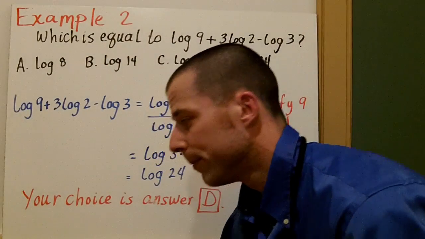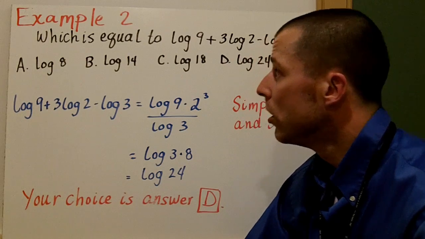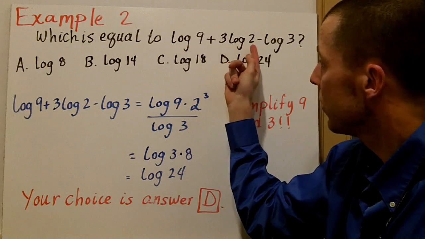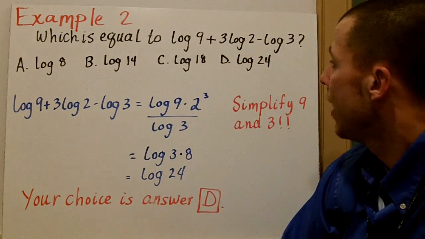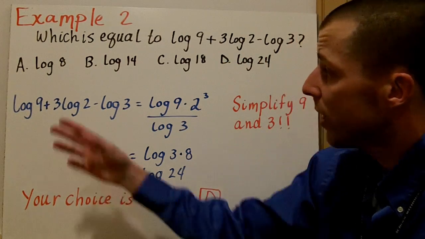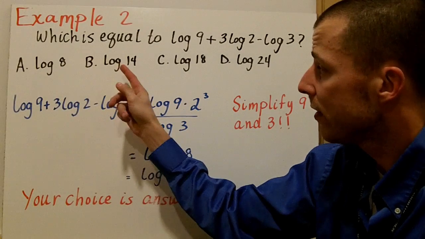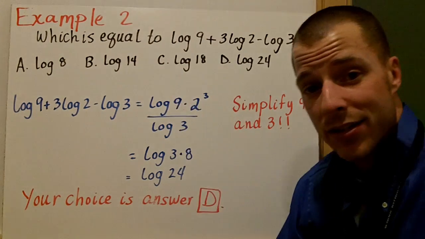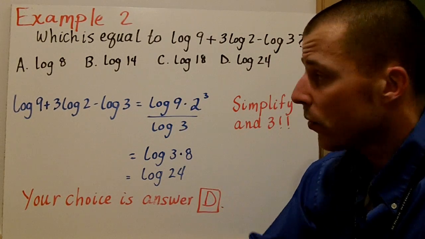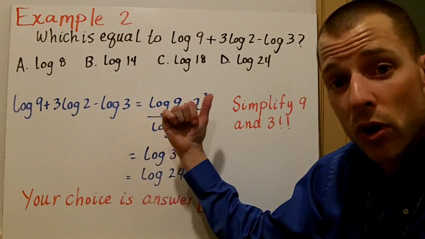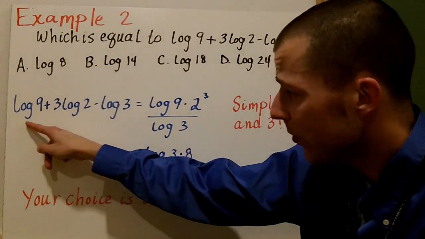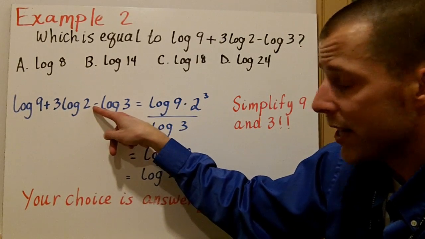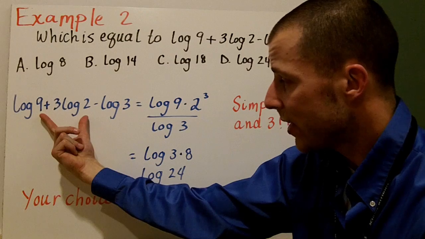Okay, example 2. Which is equal to log 9 plus 3 log 2 minus log 3. So we have 4 choices. A is log 8, B is log 14, C is log 18, and D is log 24. So again, we're going to start with the expanded form and work our way backwards. I'm reading left to right, and notice I have addition here and a minus sign. So I'm actually going to multiply these together.